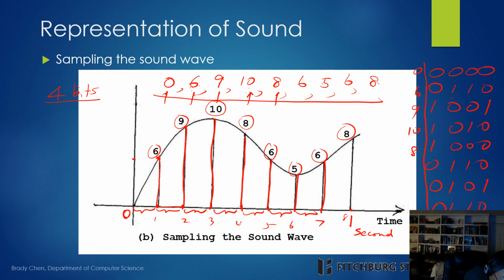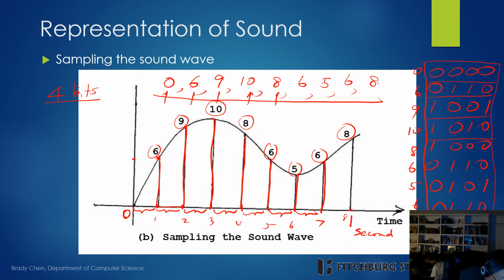And 8, 6, 5, 6, 8. So you can check that each of these 4 bits can be converted into the decimal representation, and vice versa. So we can basically store these in a computer memory. Okay. So using 4 bits.